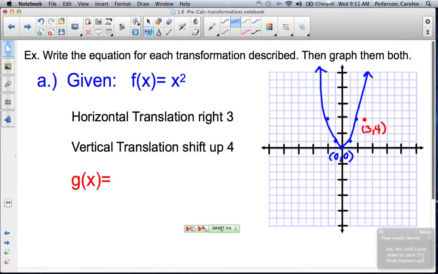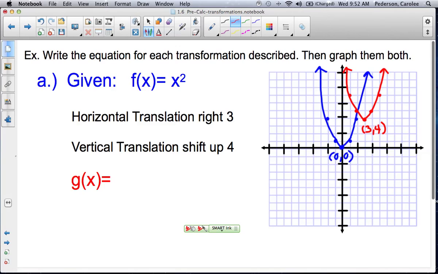Did the shape change at all? No. So I still have the same 1 right, 1 up, 1 left, 1 up, 1 more right, and I'm up 4 from the critical point. So now there is my new parabola with the two transformations.